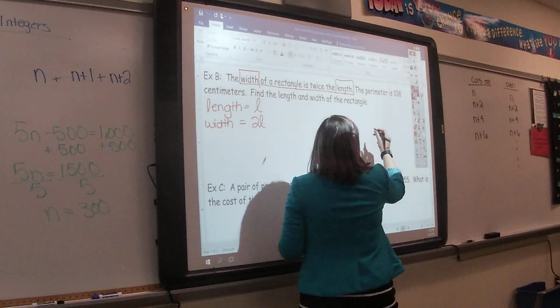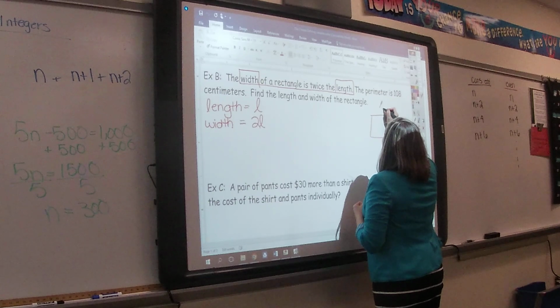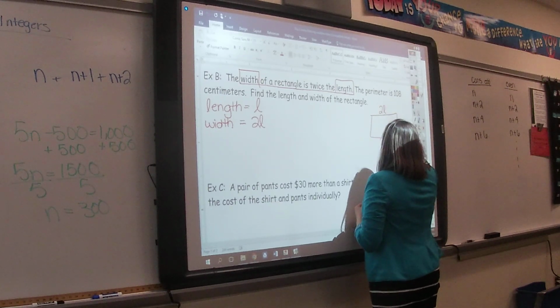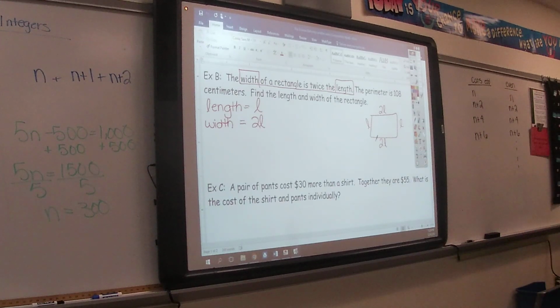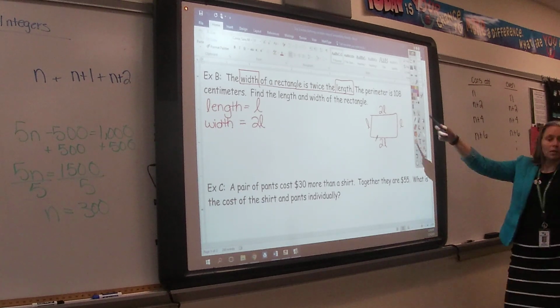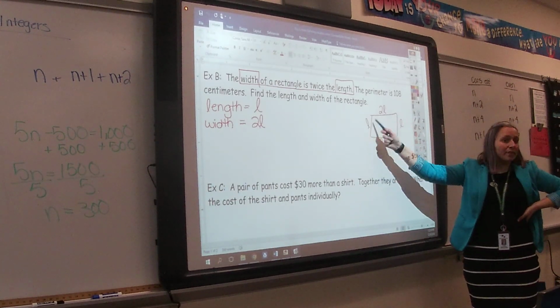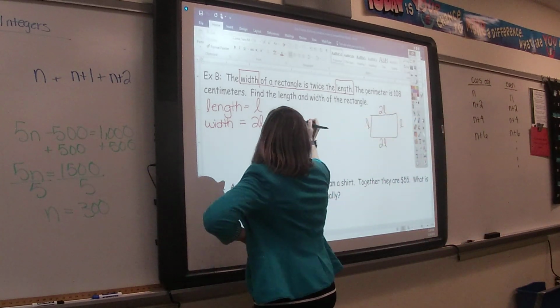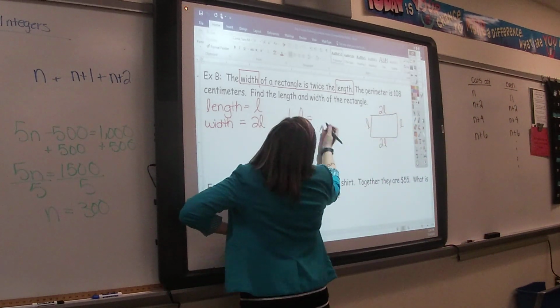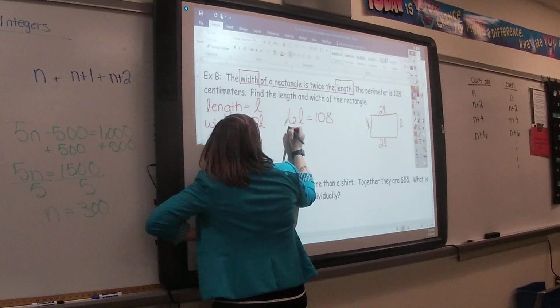So if we want to do perimeter, oh, that was a terrible rectangle, but just go with it. What's our perimeter going to be if we add all those up? 6L. Where'd you get that 6L? 2L plus 2L is 4L plus L. Right, so 4L, 5L, 6L. And this is something we can then solve.